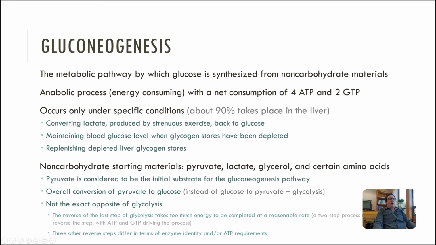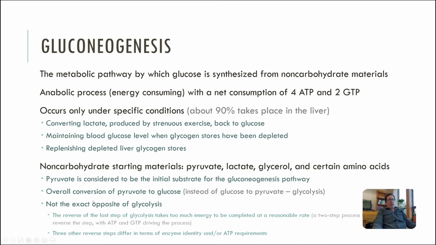All right, so the potential starting reactants, the starting materials, are pyruvate, lactate. As we saw, lactate can be converted to pyruvate, glycerol, and certain amino acids. All right, so in any case, pyruvate is considered to be the initial substrate for the gluconeogenesis pathway, but we can feed these other molecules into pyruvate. We can convert them to pyruvate and then generate, again, glucose.